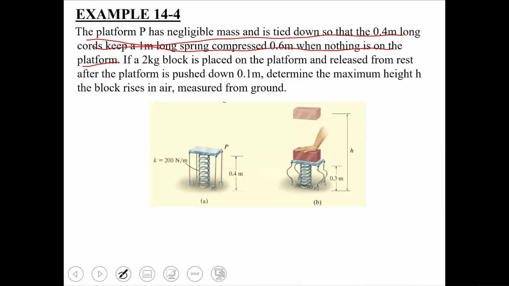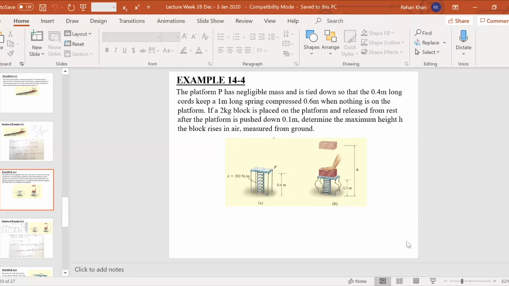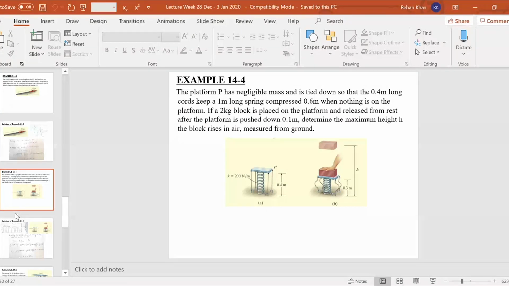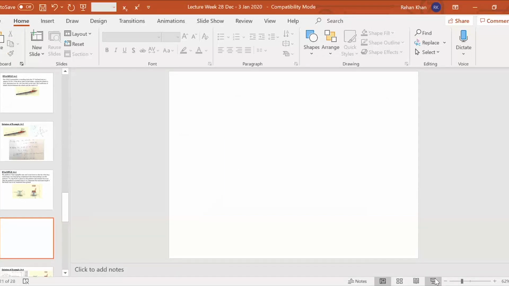So let me read it once again. You have a platform which has negligible mass and it is tied down so that the 0.4 meters long cords keep a 1 meter long spring compressed 0.6 meter when nothing is on the platform. Let me clear the screen और मैं आपको इसको आसान अल्फाज में समझाने की कोशिश करता हूँ. Okay, I hope this blank slide is clear to all of you.